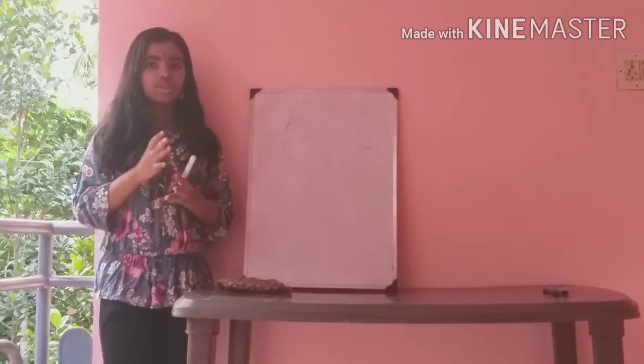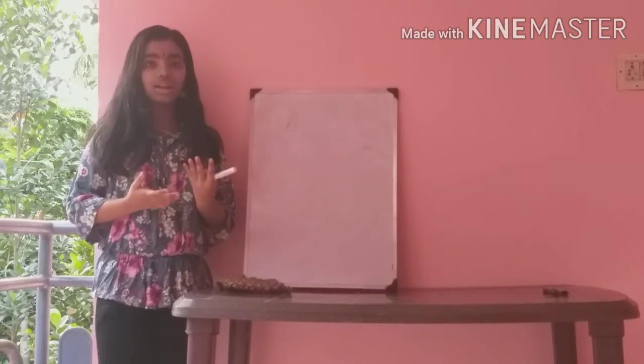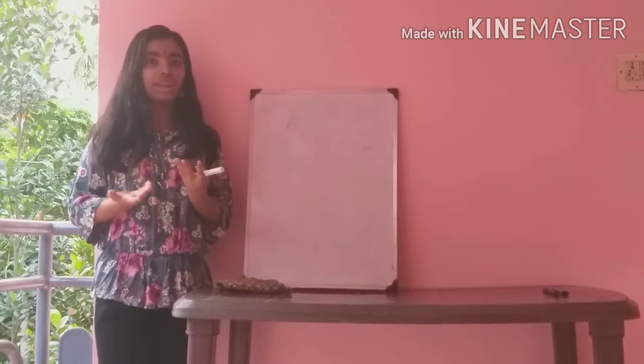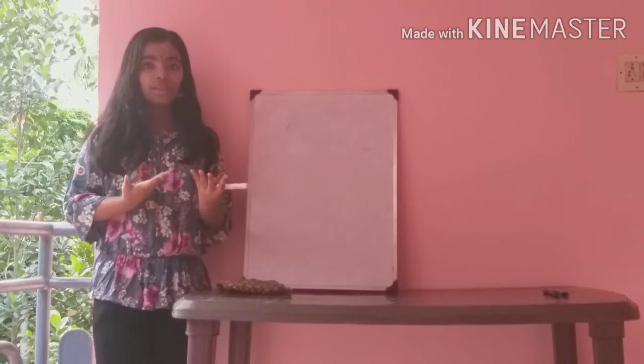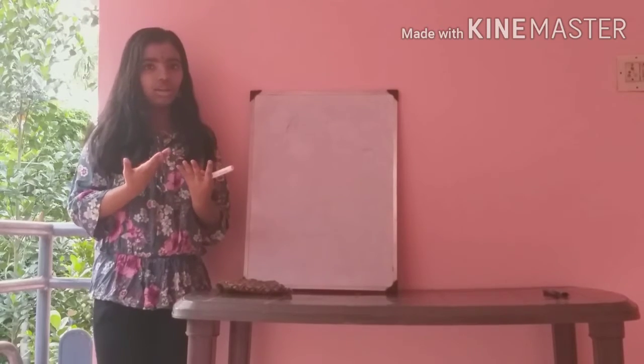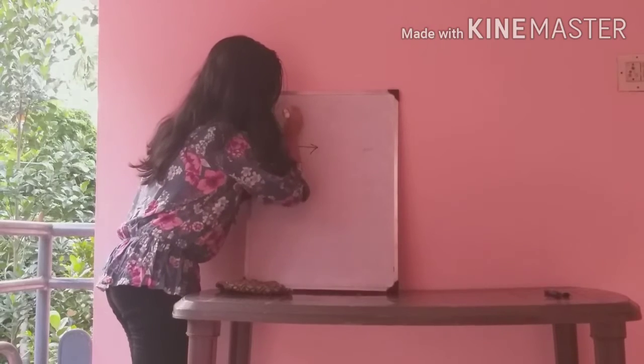An angle which is of the measure 0 degree is known as a zero angle. An angle which measures between 0 degree and 90 degree is known as an acute angle. That is, it is smaller than a right angle but greater than a zero angle. This is how an acute angle looks like.